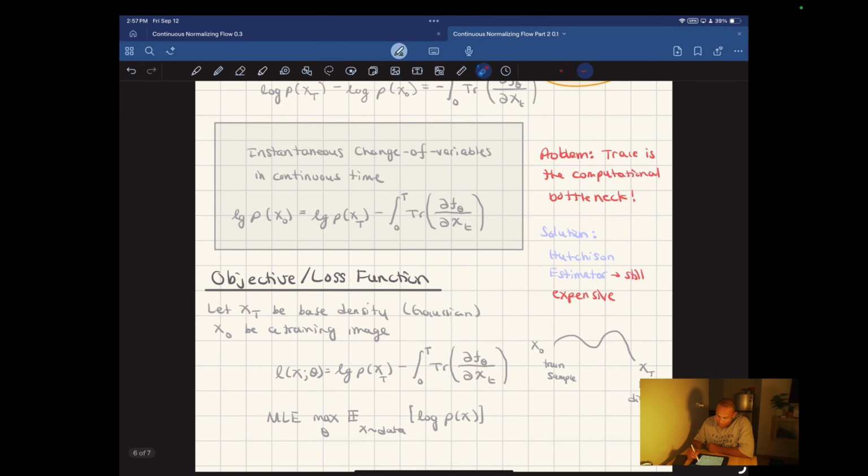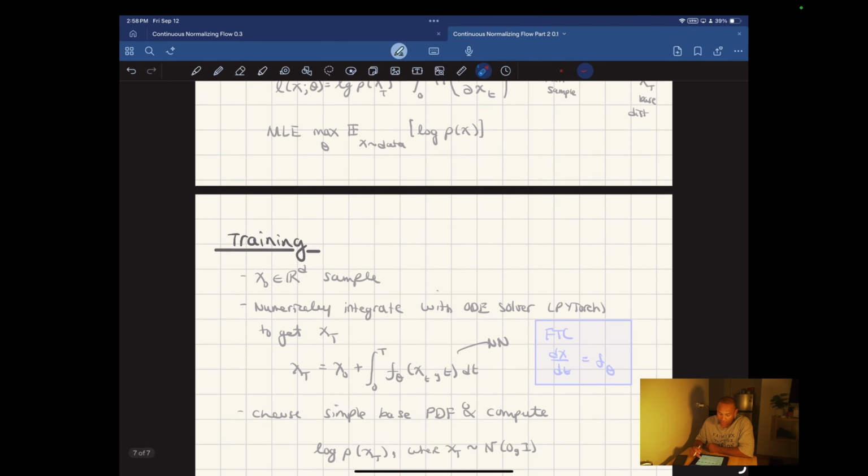Just to mention, the problem with continuous normalizing flow is the trace is a computational bottleneck. The solution is to use the Hutchinson estimator, which I'm not going to go over, but the problem is that it's still expensive, which is why we're going to move to rectified flow next.